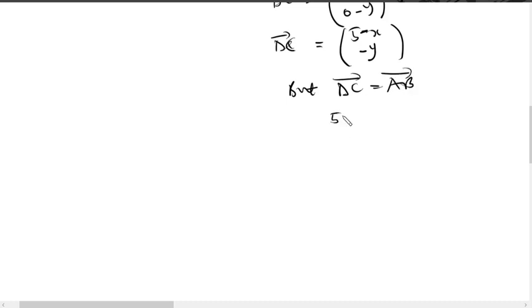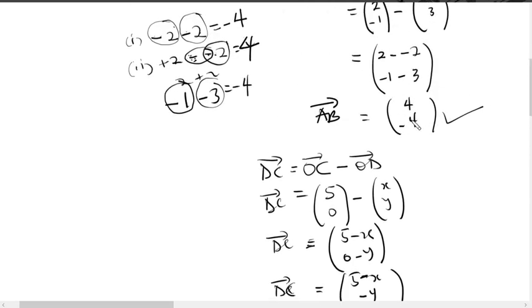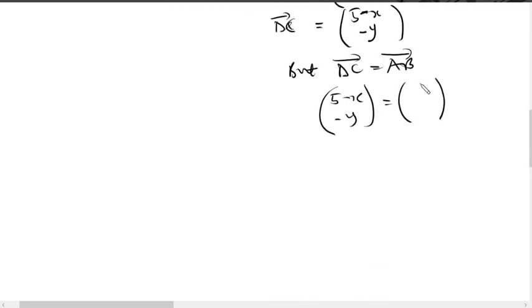So DC is (5 minus x, negative y), and the vector AB, we just found somewhere here. Let me look at it. Yeah, it's here, (4, -4). So that is called equality of vectors. These two vectors are the same. The one on the left and right are the same. So we equate their corresponding coordinates. So with the top one, we have 5 minus x equals 4, and the down one we have negative y equals negative 4. So with this, we can find x here.